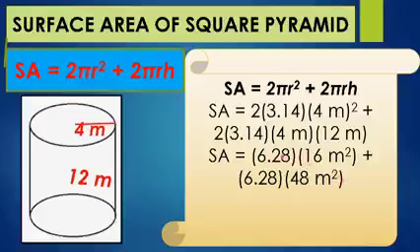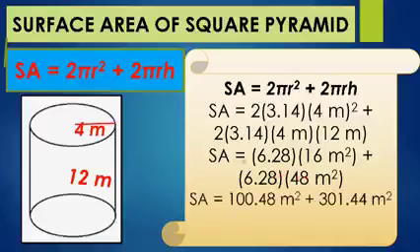Then, mauna tayo sa multiplication first, okay? Bago tayo mag-addition. Work out on multiplication. Ito, multiply this part and multiply this part. SA is equal to 100.48 square meters plus 301.44 square meters. Again, yung 100.48 is the product of 6.28 and 16, while 301.44 is the product of 6.28 and 48.